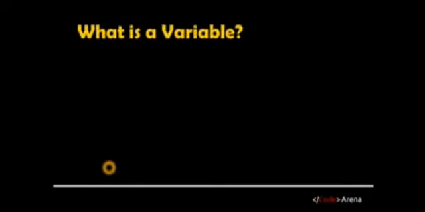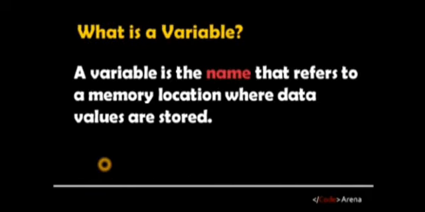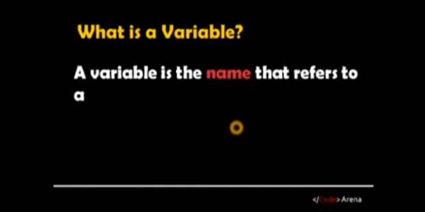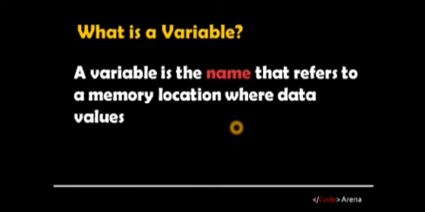Now let's go further by knowing what a variable is. What is a variable? A variable is the name, note, the name that refers to a memory location where data values are stored. That is a variable. A variable is the name that refers to a memory location where data values are stored. What do I mean? Any name that you want to use to hold the value of data is called a variable.